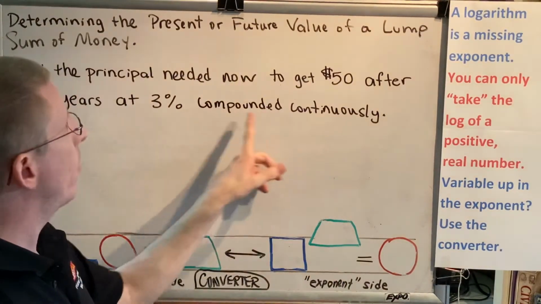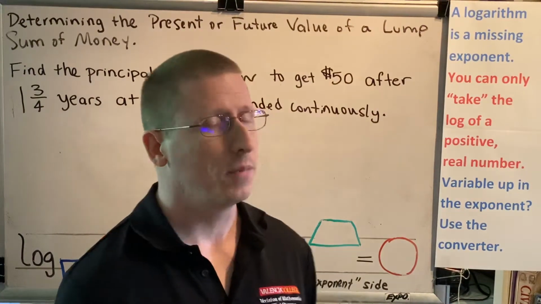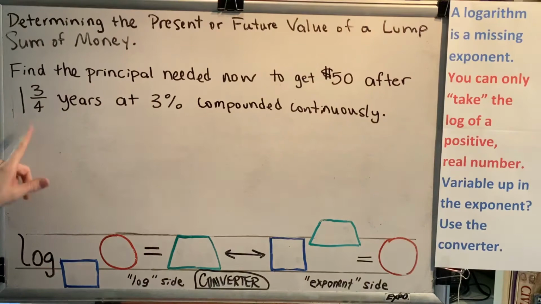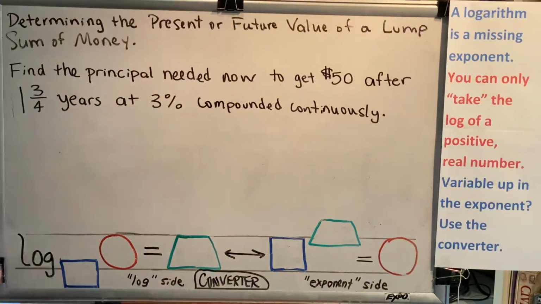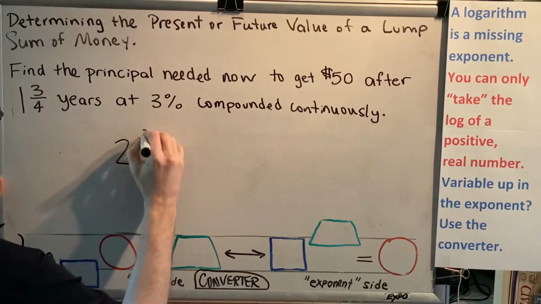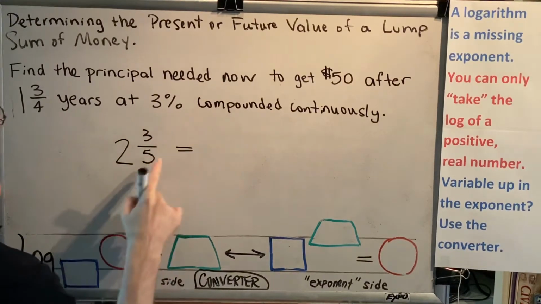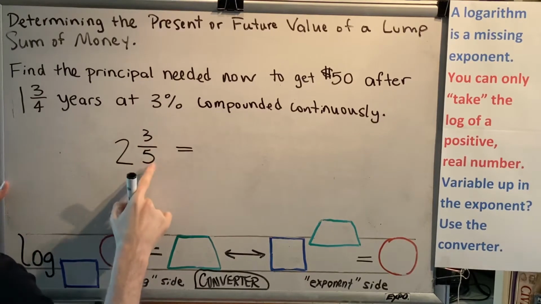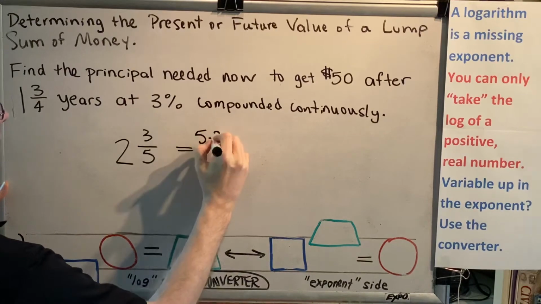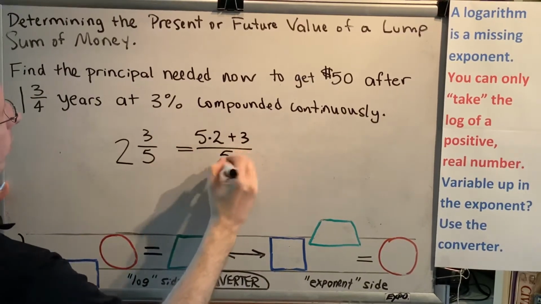First of all, it says it's compounded continuously, so we're going to use the PERT formula, F equals Pe^(rt). The second thing that I noticed is that the number of years contains a mixed number. So let's briefly review how we convert a mixed number to a decimal. Let's say we had 2 3/5. You take the denominator, multiply it by the integer, then add the numerator.